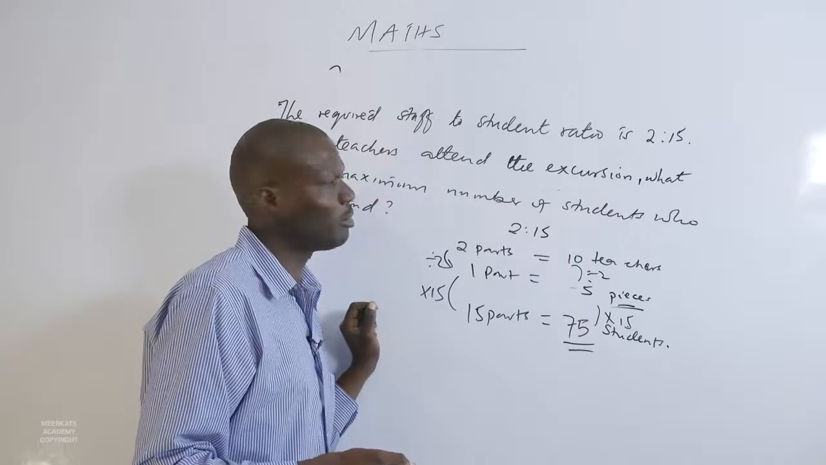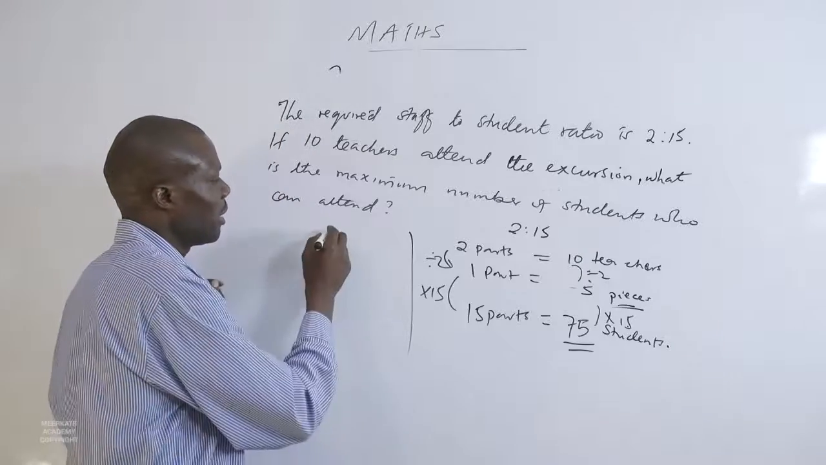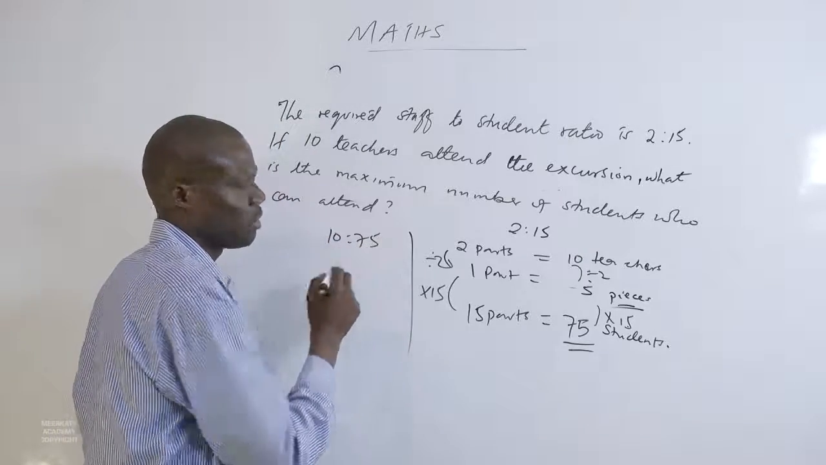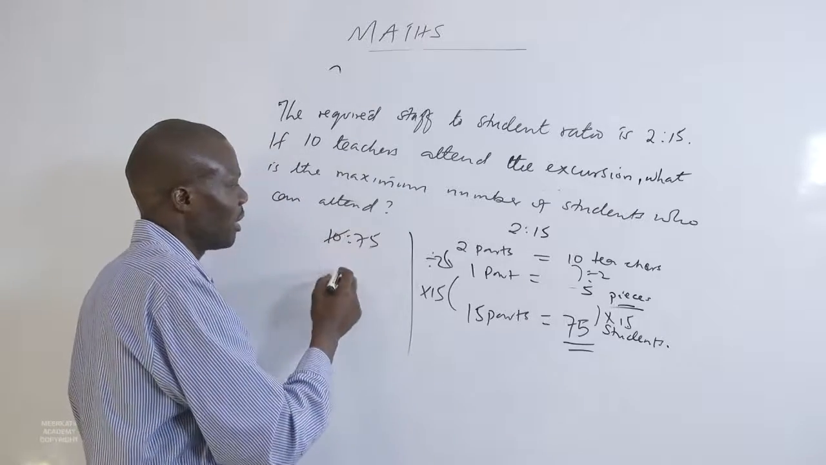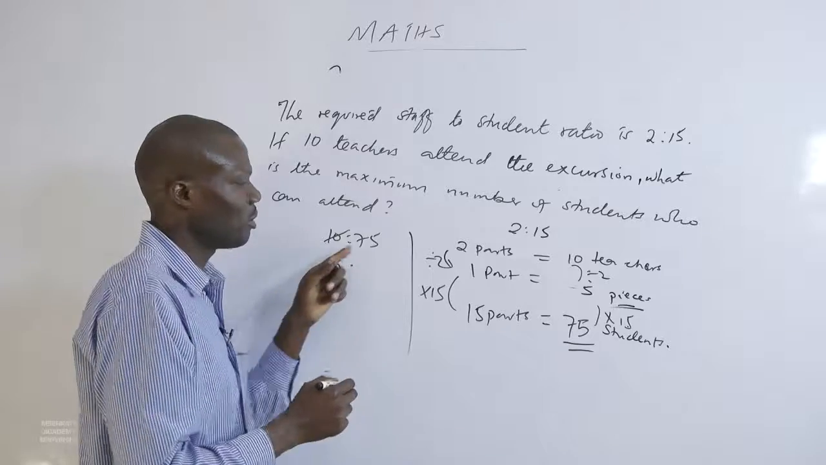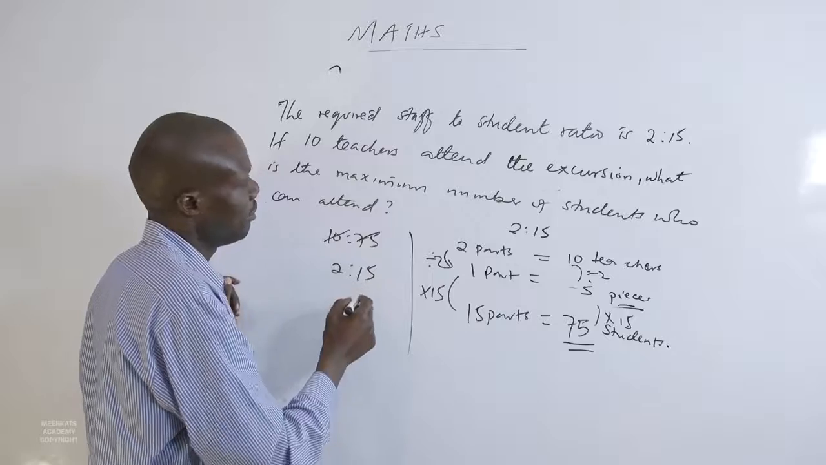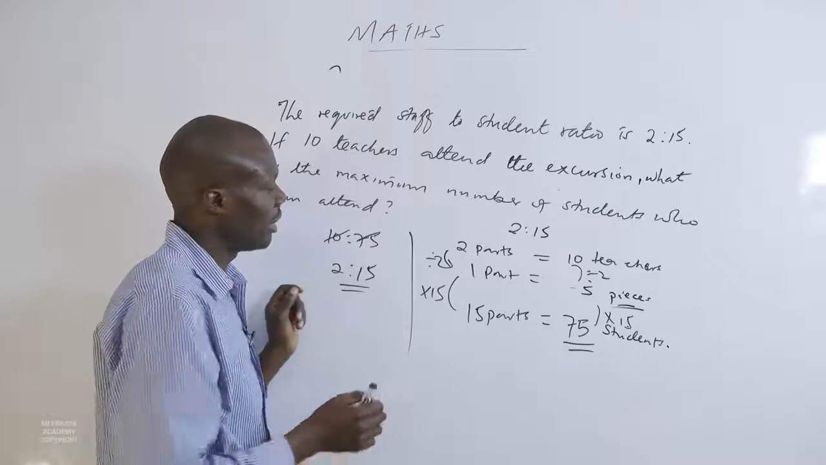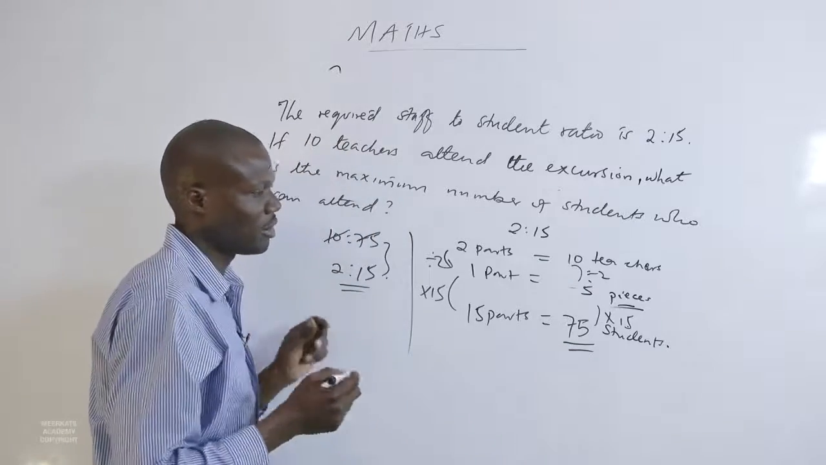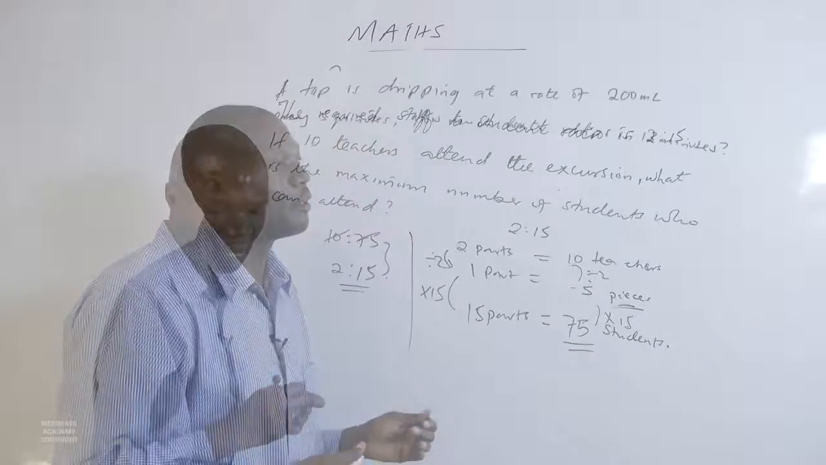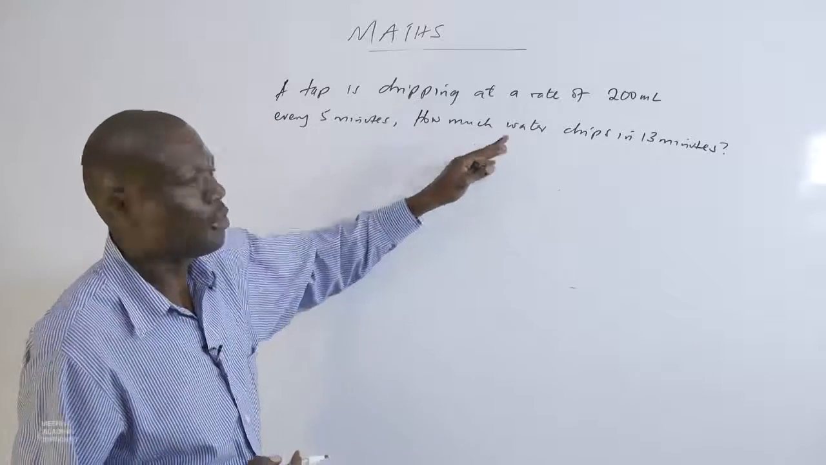This ratio can be simplified for when you are confirming your answer. Take, for example, 10 to 75. That is the unsimplified ratio. When you simplify it by 5 here is 2, and then simplify here by 5, that one gives us 15. So this ratio simplified is this. That's why the maximum number of students becomes 75.